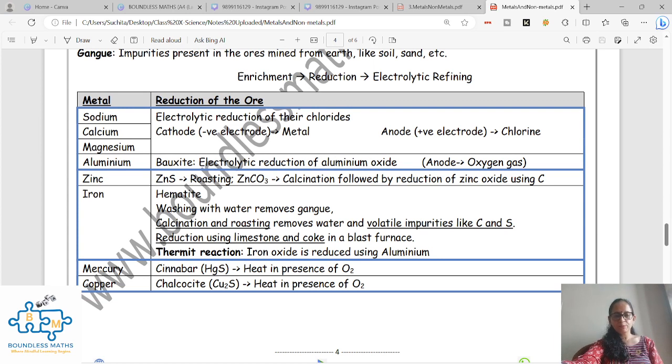So I hope this helps you to prepare extraction of metals from their ores. Okay, thank you.